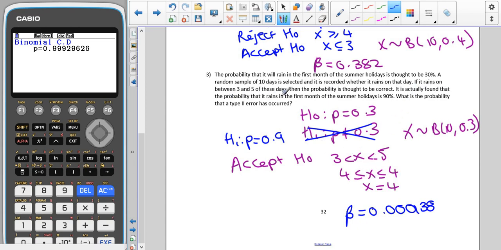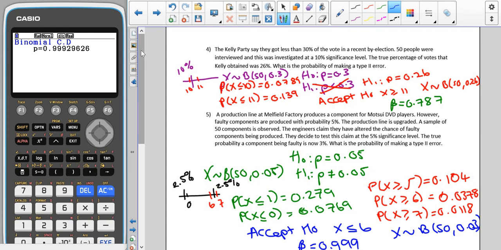It is actually found that the probability of it raining in the first month of the summer holidays is 90%. So our H1 should have been that the probability is 0.9. So we're then using, forgot to write it down, X follows the binomial distribution with an n of 10 and a probability of 0.9. And we're finding the probability that X equals 4, which gives us a beta probability of making a type 2 error of 0.00138.